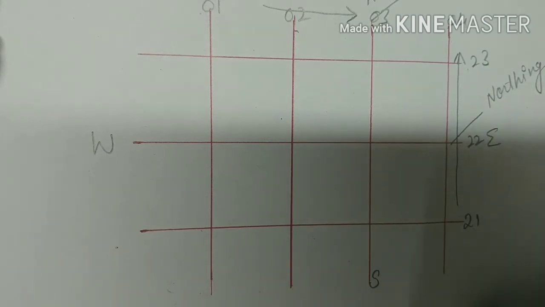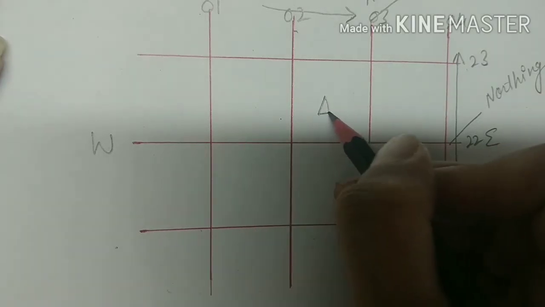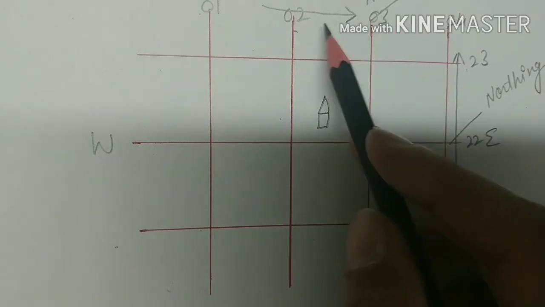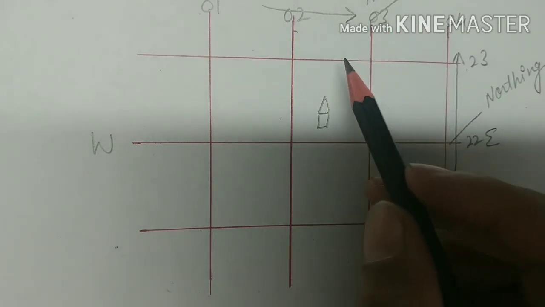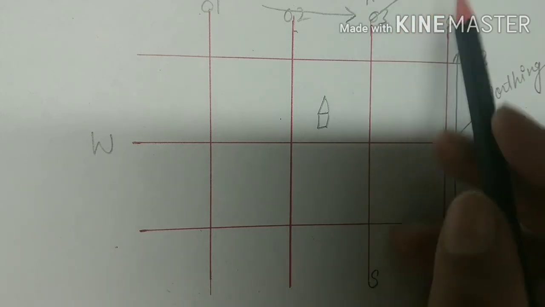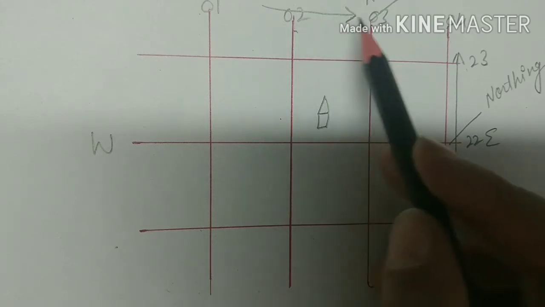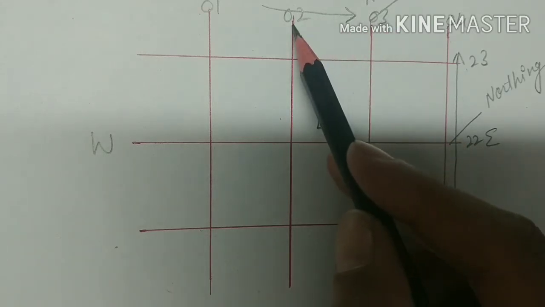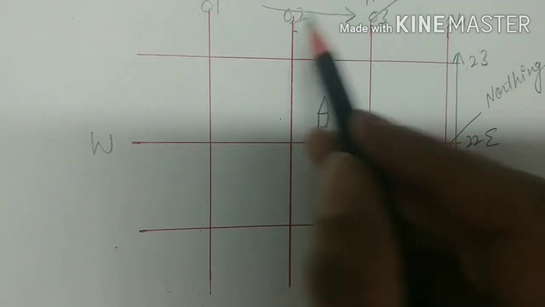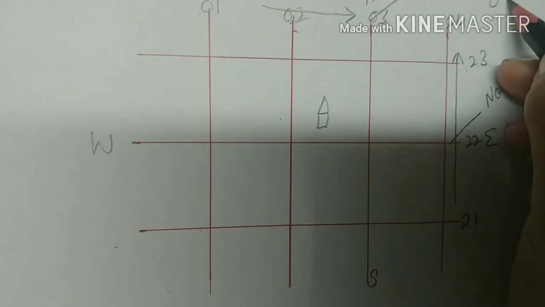Now how to find the 4-figure grid reference of any object with the help of these grid lines? Here is a temple and we have to find out the 4-figure grid reference of this temple. So first we will take easting. When we are finding the 4-figure or 6-figure grid reference, we always take the eastings first. So this temple lies between 02 and 03. So we will take 02. Always we will take one less number.